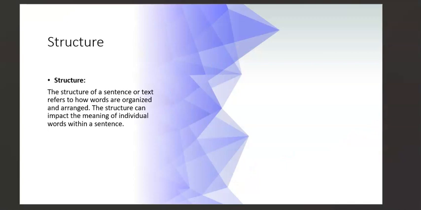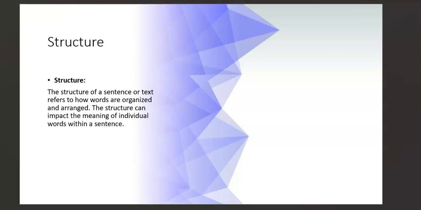Okay, then lastly, structure. What do I mean by structure? The structure of a sentence or text refers to how words are organized and arranged. Structure can impact the meaning of individual words within a sentence.